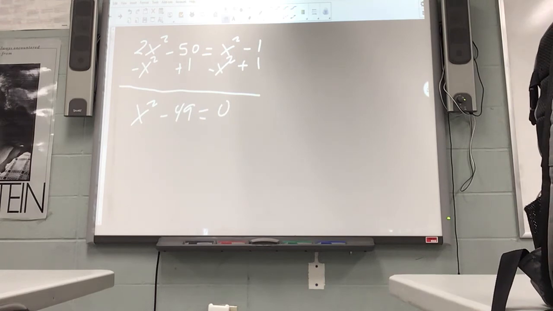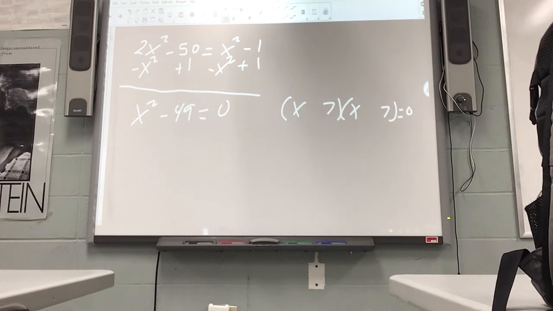So look what we just created now. What type of factoring are we going to do there? A difference of squares, very good. Square root of x squared is x, square root of 49 is 7.